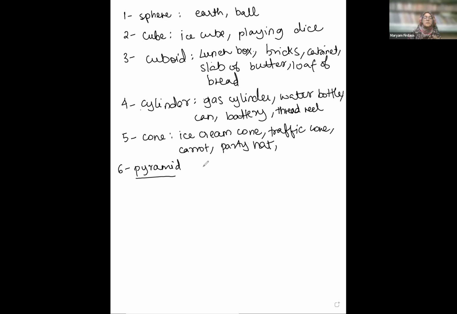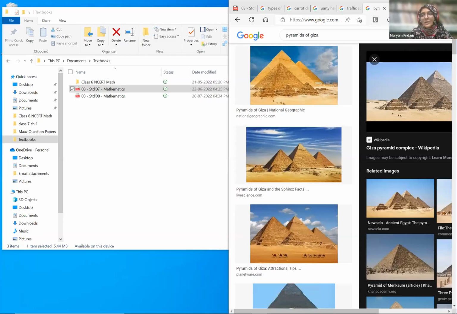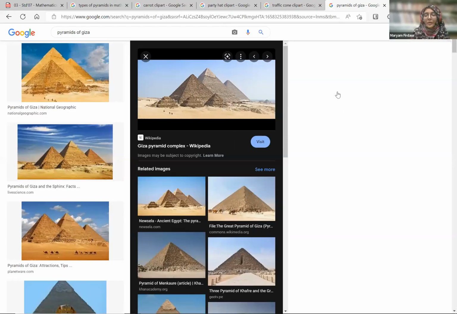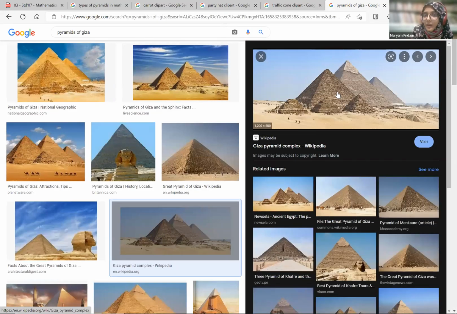Now you asked me the difference between a square pyramid and a square pyramid. Just imagine the pyramids of Giza, or let me just show it to you. Okay, I'm gonna share my screen again. Okay, so as you can see, what shape does this look like? Triangular pyramid.